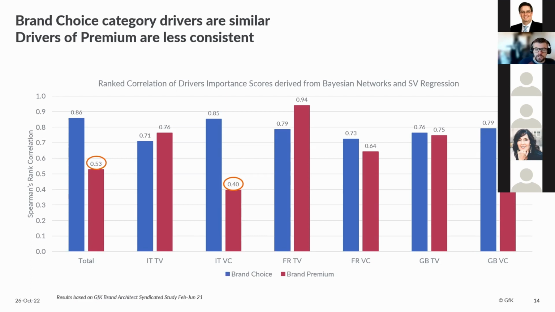But when we look at the brand premium in red, overall, we have a correlation of only 0.53. In some cells, we do have a very strong correlation, like France TV, but then we have some cells, such as Italy vacuum cleaners here, where we've only got a correlation of 0.4. This means that the rank of the importance scores is quite different between the two methods, which ultimately means the insights and recommendations that you're going to give to the client are potentially going to be quite different depending on the method that you use.